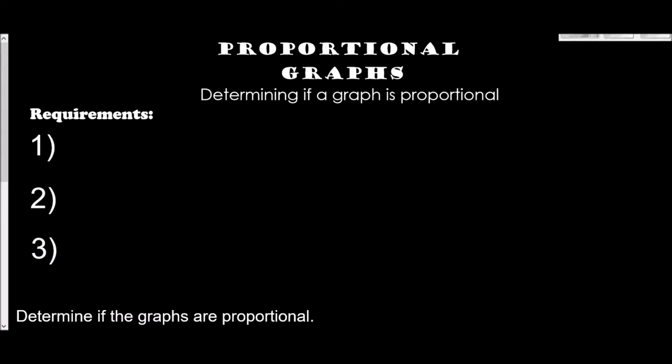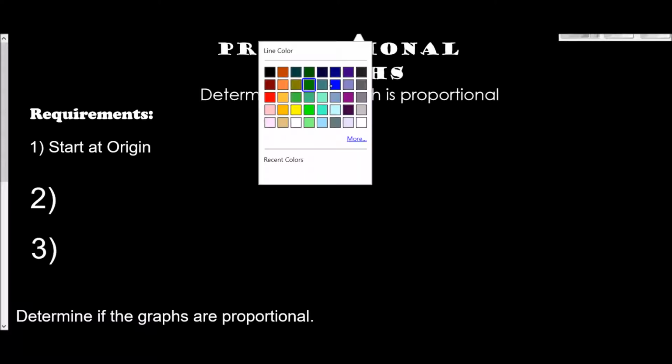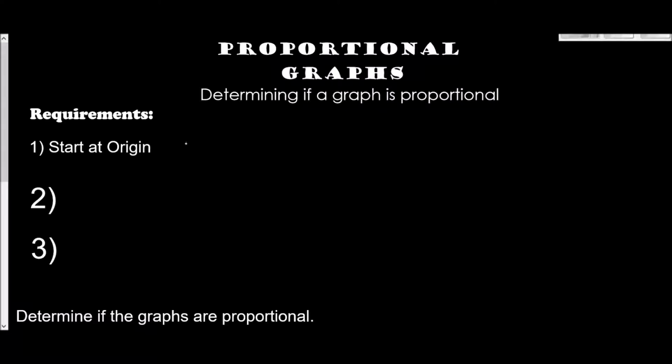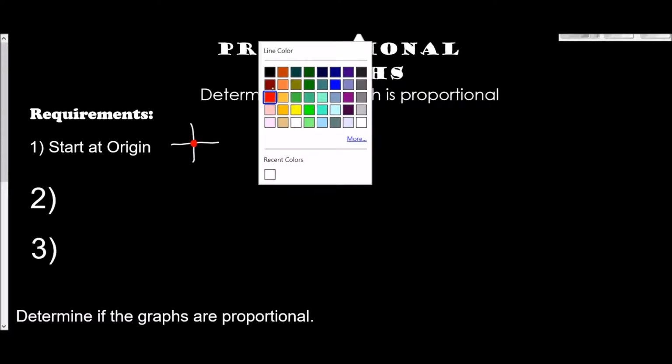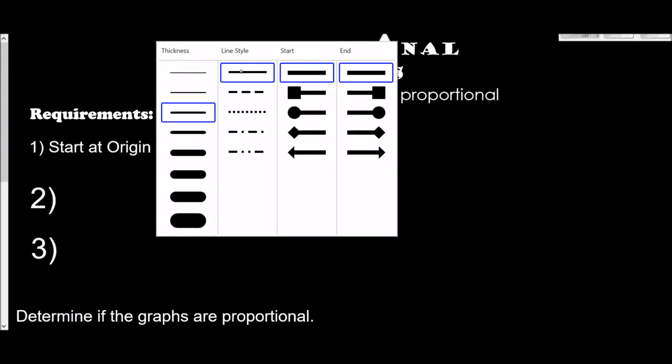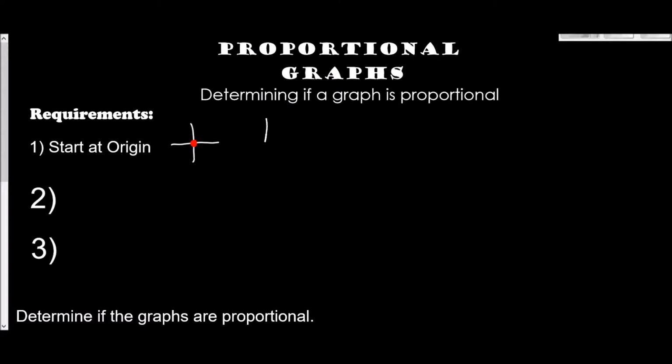Determining if a graph is proportional is pretty easy. It's very visual. You do have some requirements. So number 1, it has to start at the origin. So your origin can be in different places. Sometimes it's going to be here, where my two x and y axes meet. Or if they only gave me my first quadrant, it's going to be here in this corner.